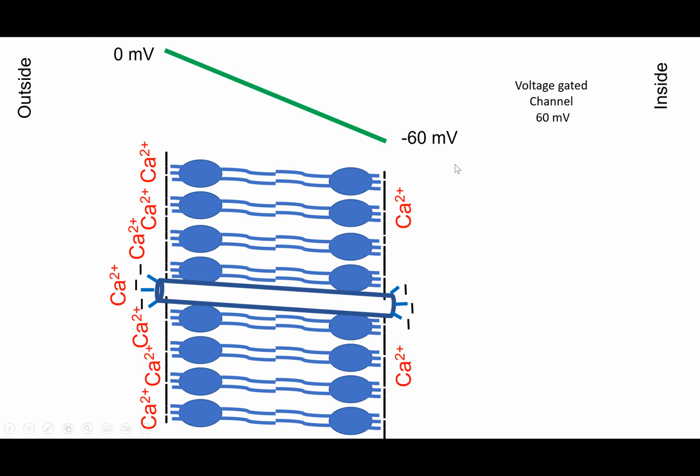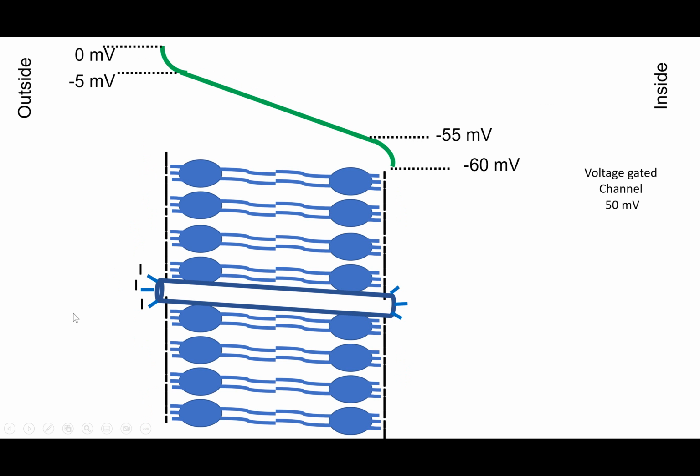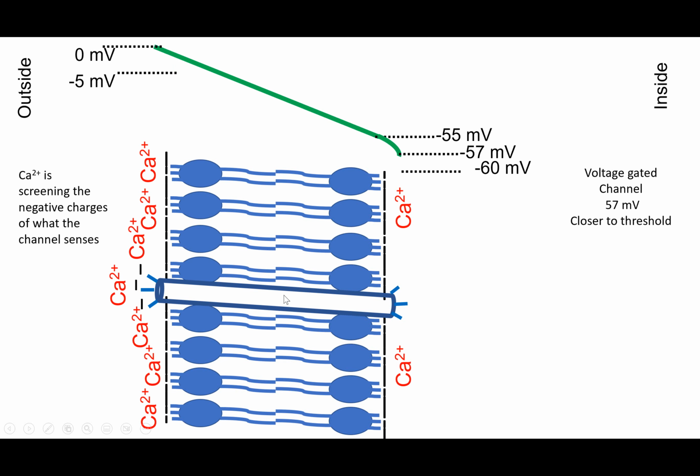Let's say the inside of the cell is -60, and outside is, by definition, then 0. And this is with calcium screening that negative charge. If you take away the screening, now all of a sudden what the channel senses is a more negative potential, and it's going to change the delta between the inside and the outside, and this is what really matters because this is what opens or closes the channel. So that's an idea that people have.